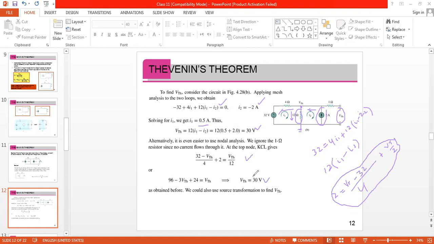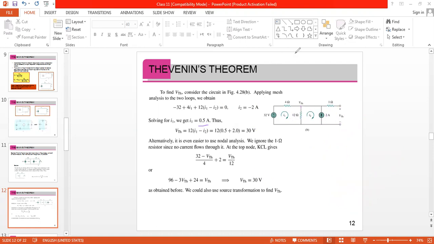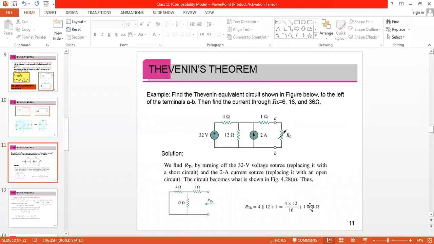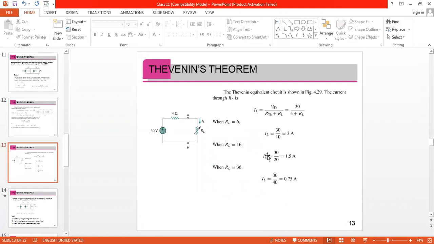Now you know the Thevenin voltage, you know the Thevenin resistance, so we can find the equivalent circuit in the next slide. Thevenin voltage is 30 volt, Thevenin resistance is 4 ohm. So we can replace all of this circuit with one voltage source and one resistance. So this is the Thevenin voltage, this is the Thevenin resistance, and this is your load.